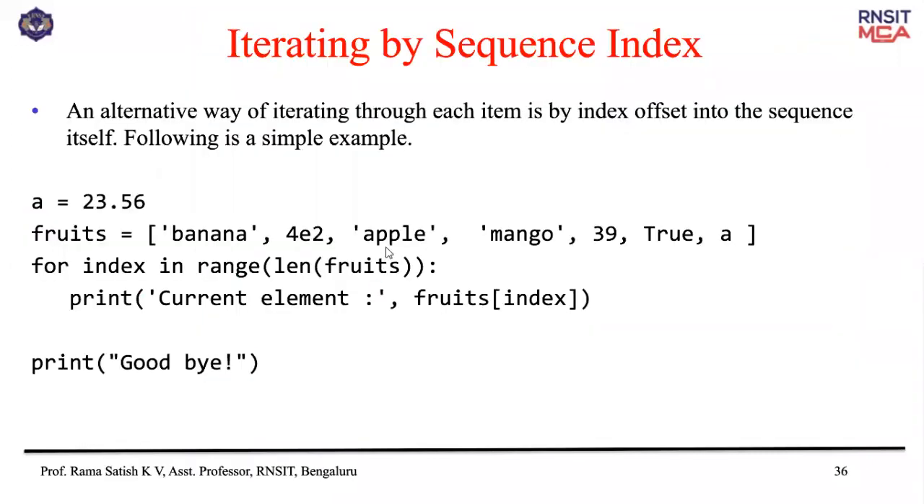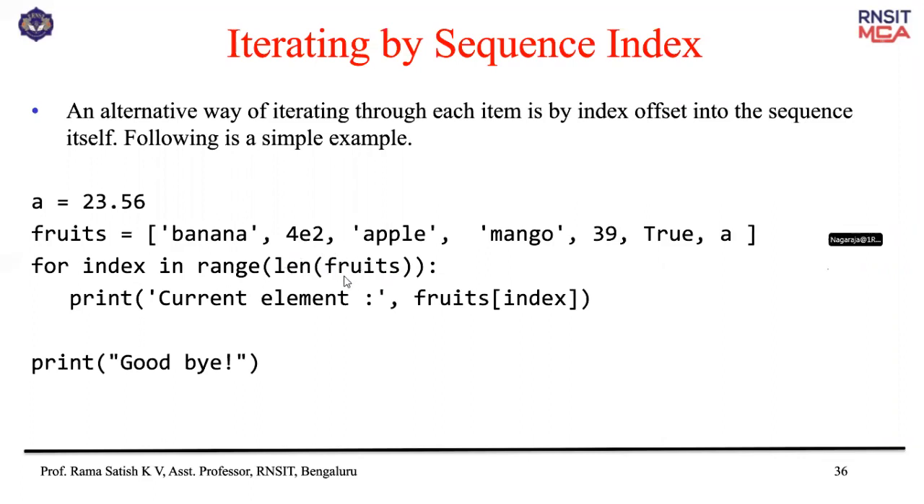Iterating by sequence index. That means after creating a list, items can be iterated through index also. Like fruits of 0, fruits of 1, fruits of 2, fruits of 3, fruits of 4, fruits of 5, just like that. So what I'll do, I will find the last index. What is the last index? 0, 1, 2, 3, 4, 5, 6. 6 means I have to go up to 7. That means index in range, len of fruits. Len of fruits means 7.